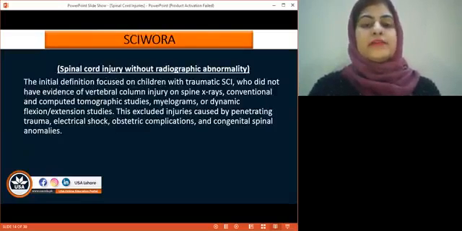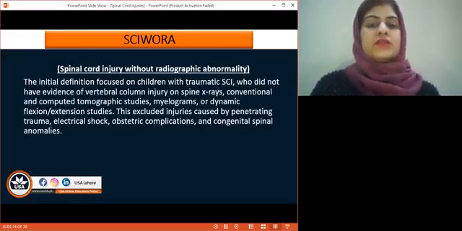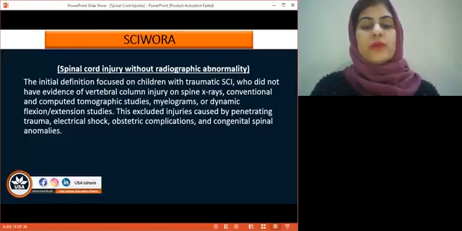Then the last type of syndrome we can have is SCIWORA. This is spinal cord injury without radiographic abnormality. So let's see how this is possible. The initial definition focused on children with traumatic spinal cord injury who did not have evidence of vertebral column injury on spine X-ray, conventional and computed tomographic studies, myelograms, or dynamic flexion-extension studies. This included injuries caused by penetrating trauma, electrical shock, obstetric complications, and congenital spinal anomalies.